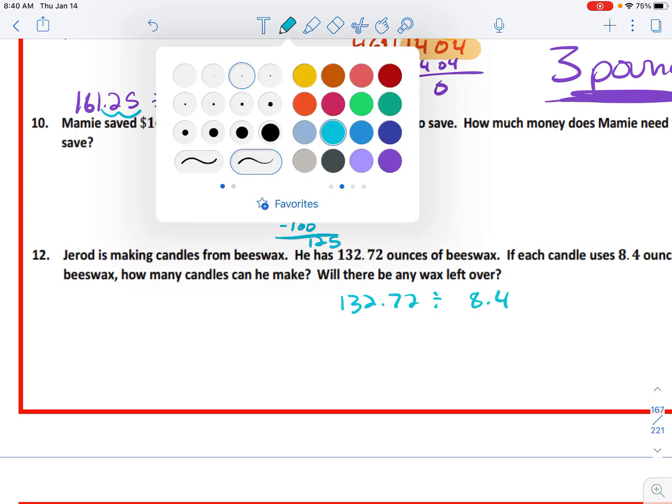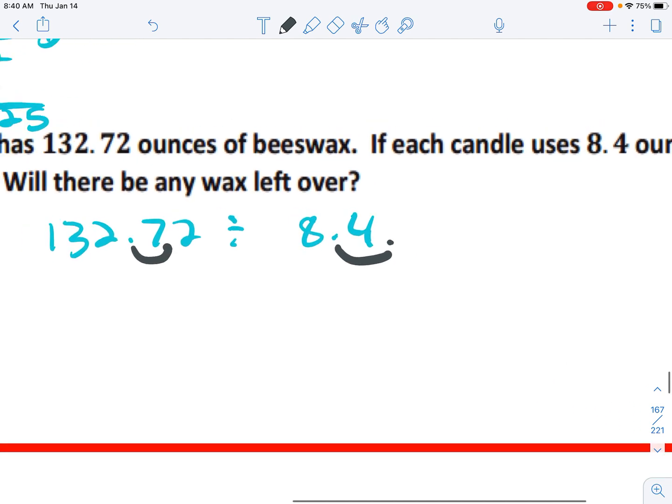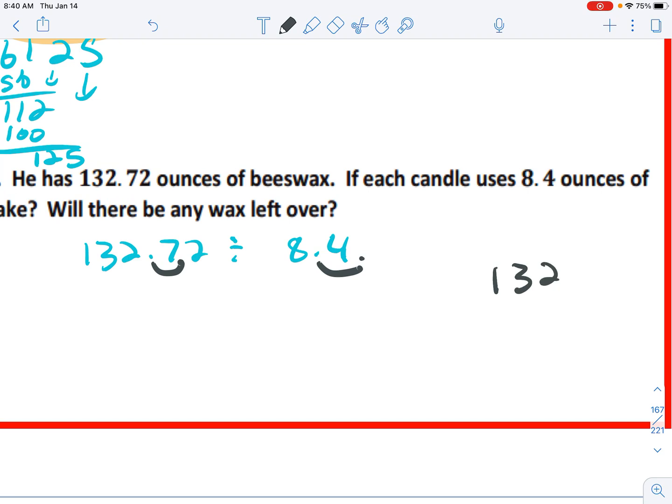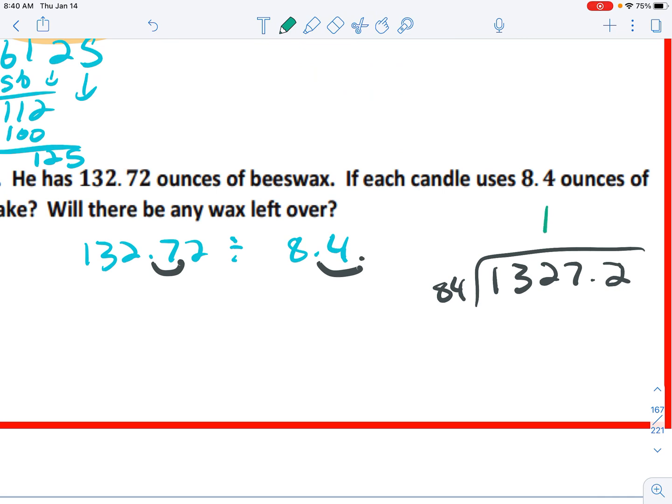Okay, so I have 132.72 divided by 8.4. Okay, I need to move the decimal 1 place over to make this a whole number. I need to do the same to the dividend. So my new problem turns into 1,327 and 2/10 divided by 84. Okay, so 84 can't go into 13, but it can go into 132 once. We subtract this, and we get 8 and 4, 48. Then we bring down the 7.